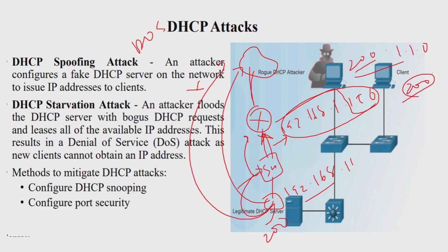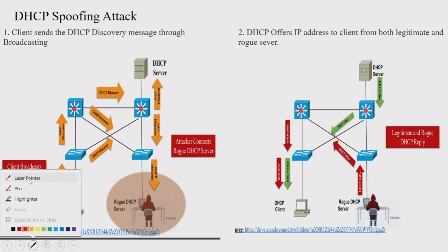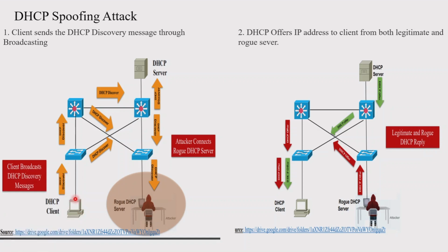Now this will happen. If you observe this, you can understand. First, the client sends the DHCP discovery message through broadcasting, because this client machine requires an IP address, so it starts the DORA process. The first step is discover, which is broadcast all over the network. It means that it will reach the DHCP server as well as the rogue DHCP server. So you see that both the rogue DHCP server and the legitimate DHCP server are offering an IP address.